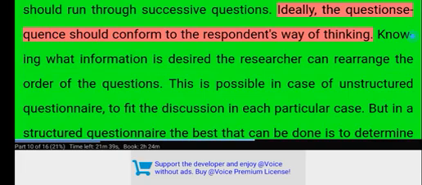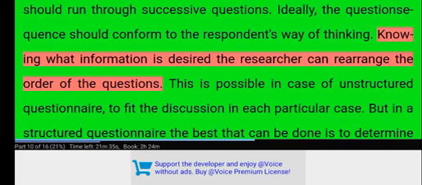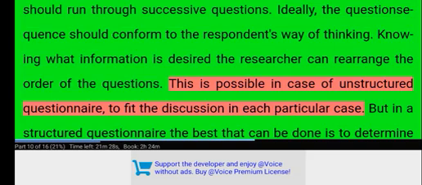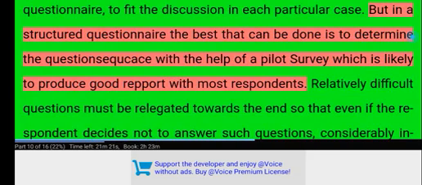Ideally, the question sequence should conform to the respondent's way of thinking. Knowing what information is desired, the researcher can rearrange the order of the questions. This is possible in case of an unstructured questionnaire, to fit the discussion in each particular case. But in a structured questionnaire, the best that can be done is to determine the question sequence with the help of a pilot survey, which is likely to produce good rapport with most respondents.